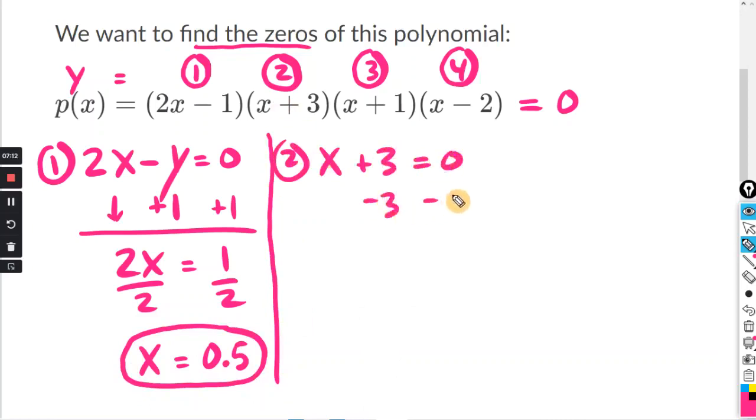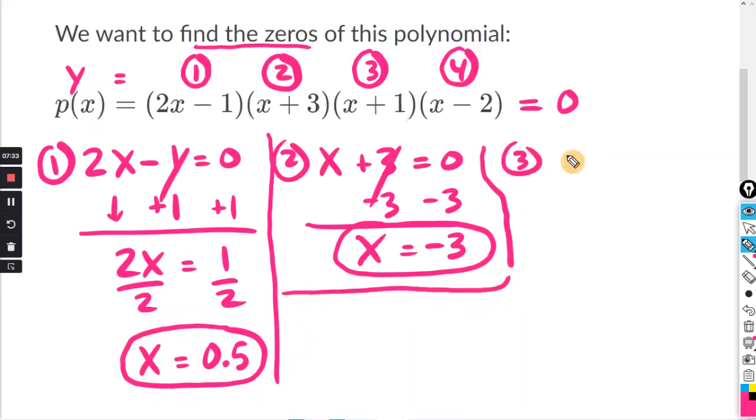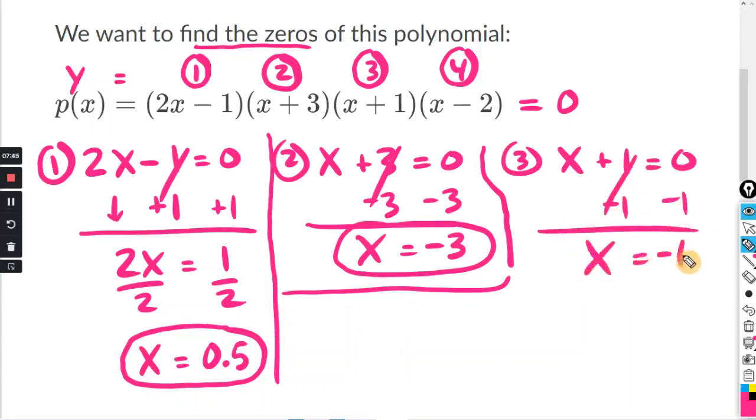Subtracting 3 from both sides. The 3's cancel, and 0 minus 3 is negative 3. Some of these you can do in your head. I'm just writing them out to show you. Okay, if x plus 1 equals 0, subtracting 1 from both sides, 1 minus 1 is gone, and x equals 0 minus 1, which is negative 1.